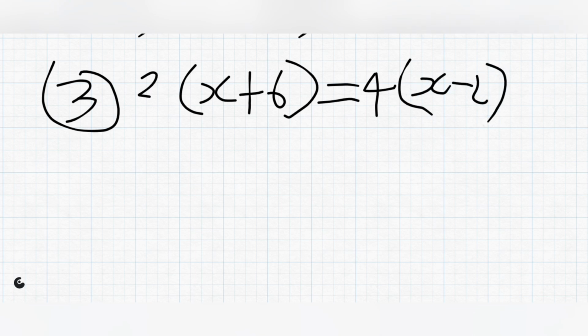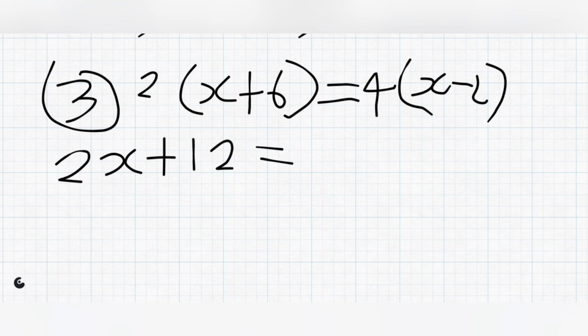The same thing goes here. We distribute to all the terms in the bracket, so we are going to have 2x plus 2 times 6 is 12, equal to 4 times x is 4x. 4 times minus 2 is minus 8. Now we collect like terms.